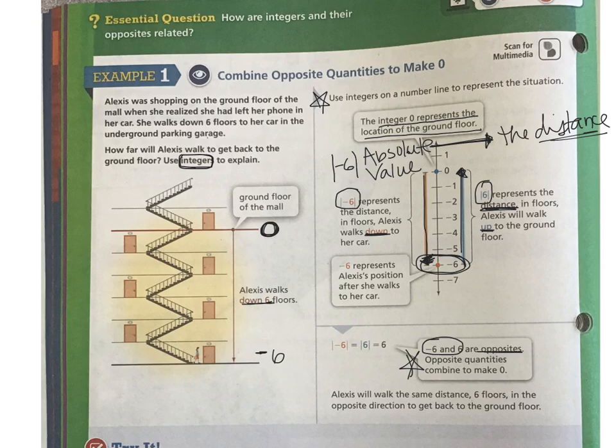So I'm going to take my highlighter and I'm going to highlight that statement. Opposite quantities combine to make 0.